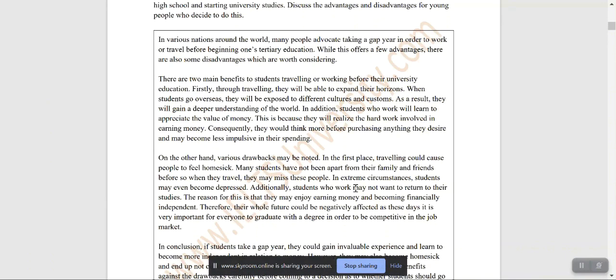Additionally, students who work may not want to return to their studies. The reason for this is that they may enjoy earning money and becoming financially independent. This is really important for everyone. And therefore, their whole future could be negatively affected, as these days it is very important for everyone to graduate with a degree in order to be competitive in the job market.